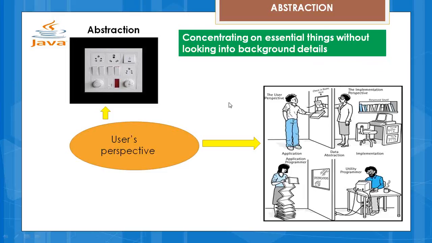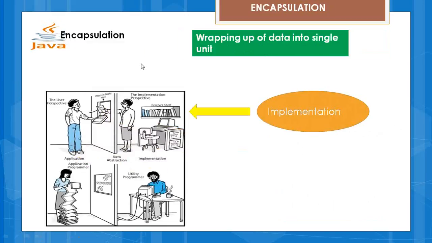So every time we talk about the user's perspective, that means concentrating on essential things without getting into the background details, without getting into the implementation of anything. This is what abstraction is. These features we are discussing right now in OOPS, we are going to implement everything in Java using the Java programming.